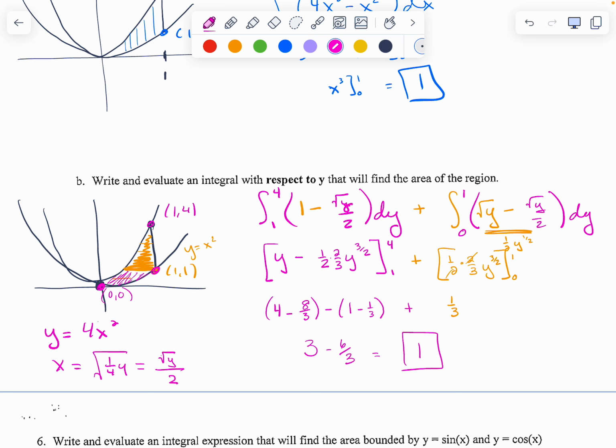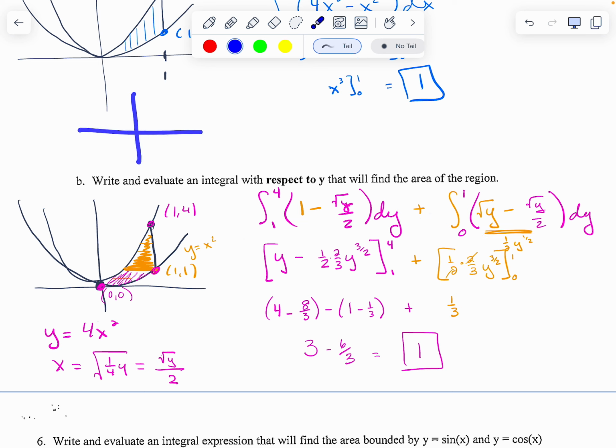Because you have a pink and an orange part. So I have different equations marking off my boundaries. These 2 equations are not the same as these 2 equations. So this addition was because I was finding a subtraction between 2 different values here and 2 different values here. So that's why I had to separate it into 2 integrals.